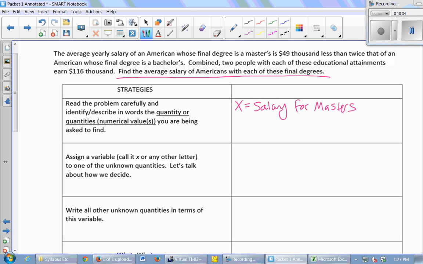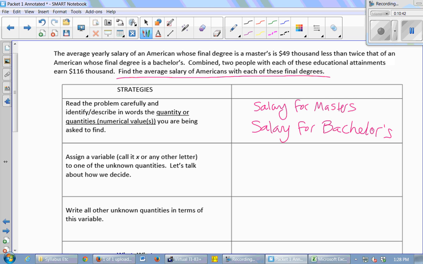And then how could I, oh, sorry, I did that in the wrong box there. X is the master's degree. All right. So the thing I'm being asked to find is salary for a master's degree, salary for bachelor's, right? All right, so then I have to assign a variable. You could pick X or any other letter you want to represent one of the unknown quantities.